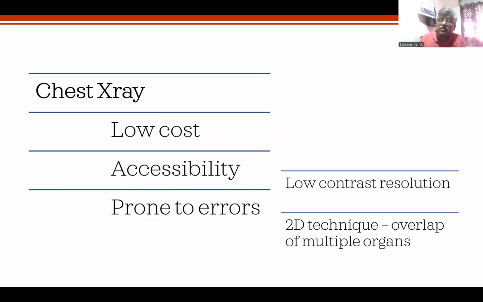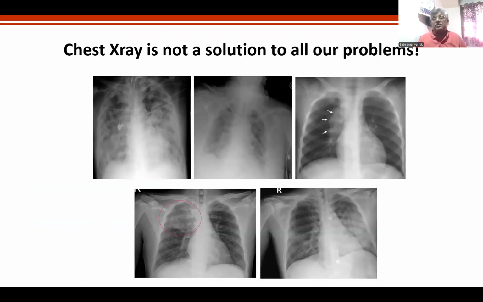X-rays are important because they are low cost and easily available. They are prone to errors because of low contrast resolution, whereas CT has a high contrast resolution. X-rays are not a solution to all our problems. We can't just say, let X-ray solve the problem.